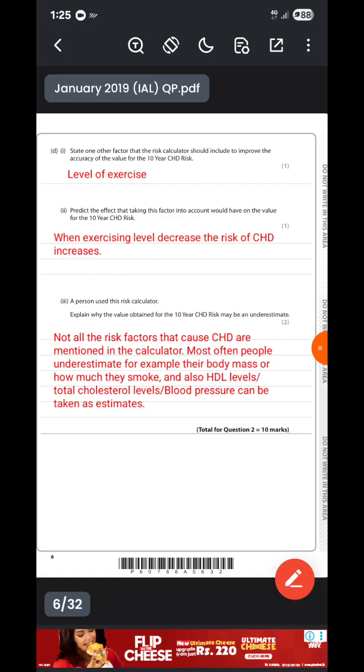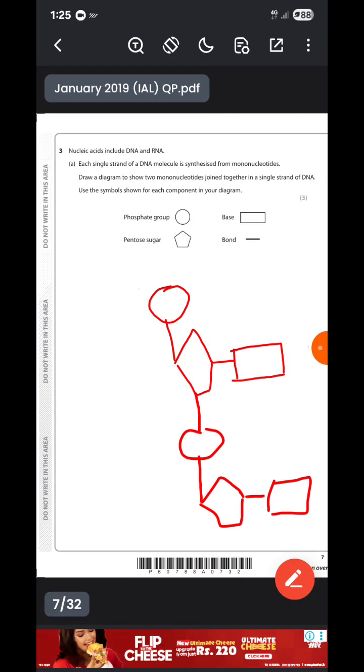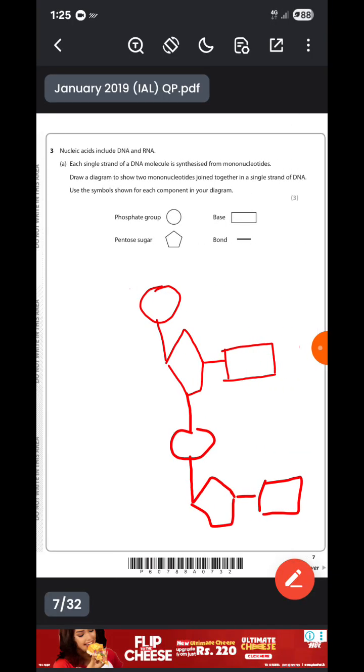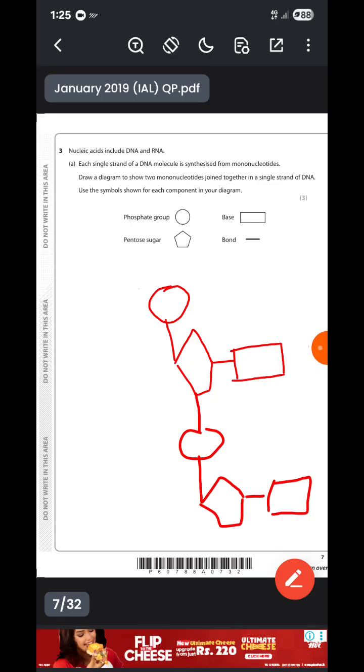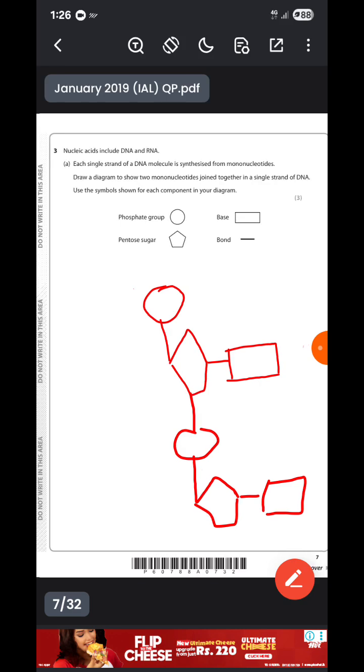Okay, so that's that. Question 3. Nucleic acids include DNA and RNA. Part A. Each single strand of a DNA molecule is synthesized from mononucleotides. Draw a diagram to show two mononucleotides joined together in a single strand of DNA. Use the symbols shown for each component in your diagram. So they have given a phosphate group, pentose sugar, base, and a bond, and 3 marks. So we must show two mononucleotides joined together.